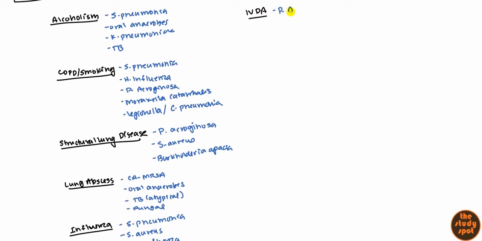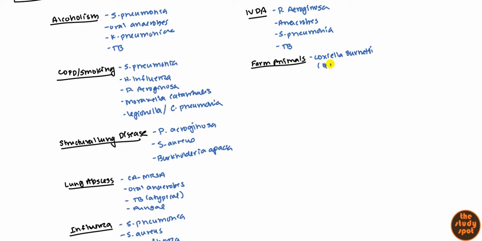Next, IV drug abusers. This is going to be, again, Pseudomonas aeruginosa. Anaerobes can lead to that, strep pneumonia, and TB. So that's IV drug abusers. Now, association with farm animals. People who get in contact with farm animals, one thing you want to think of is Coxiella burnetii, also known as Q fever, which is an atypical pneumonia.